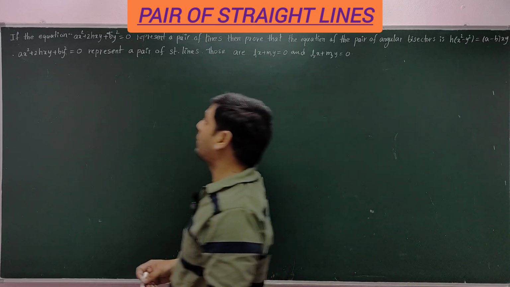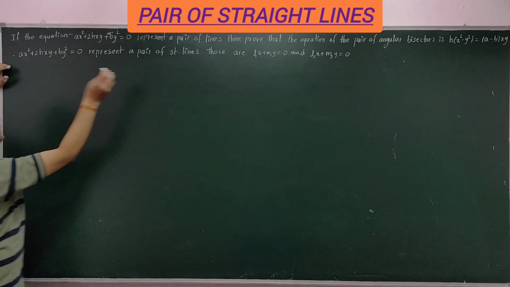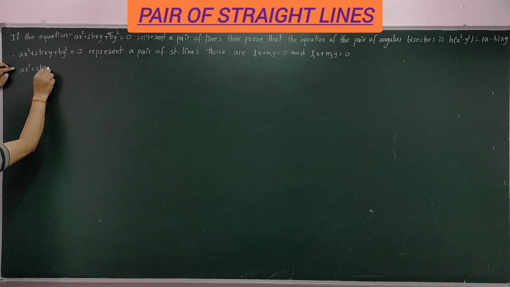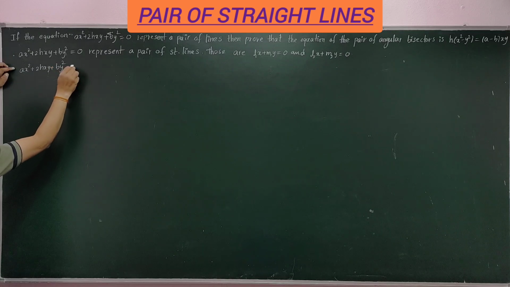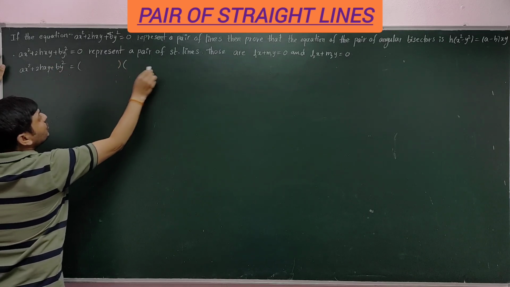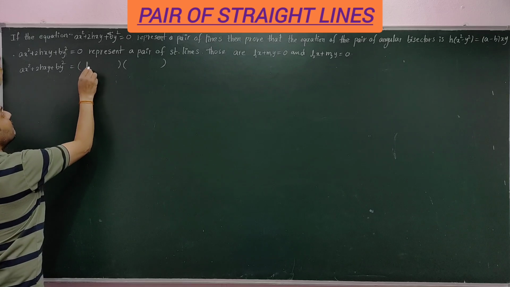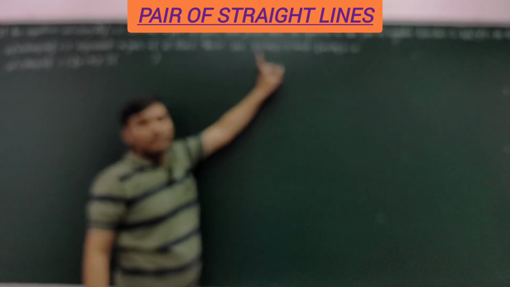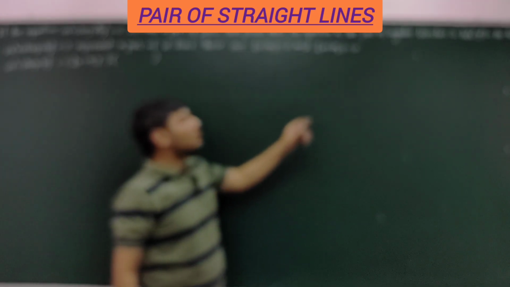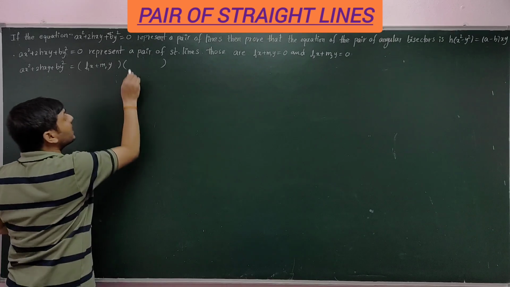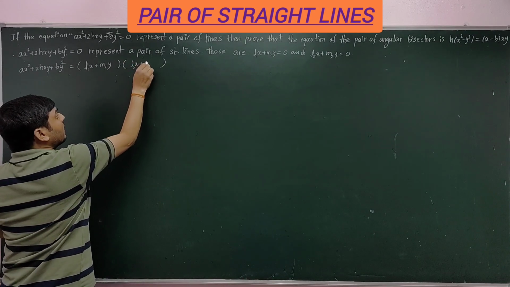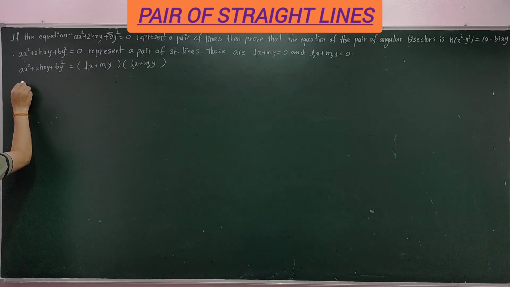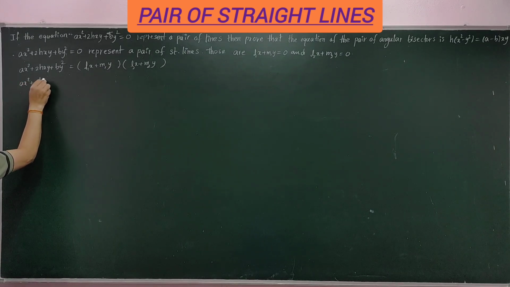Okay. Now ax square plus 2hxy plus by square is equal to the product of the two straight lines. Those straight lines are L1x plus M1y into the other straight line, L2x plus M2y. Clear?